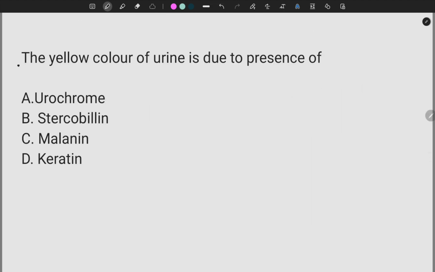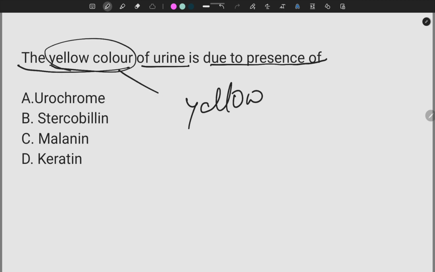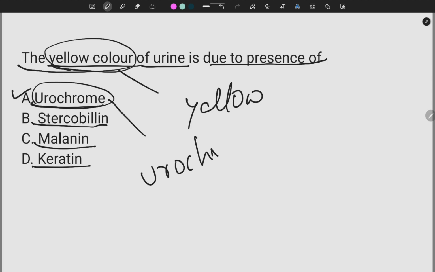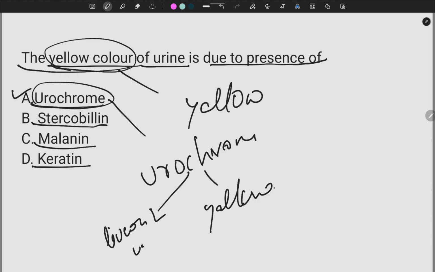So the last question is, the yellow color of urine is due to the presence of. In the urine we can observe that urine has some yellow color. So what is the reason for the yellow color of the urine? Options are urochrome, stercobilin, melanin and keratin. So what is the right answer? Option A, urochrome. So due to the presence of urochrome, the urine has the yellow color. Which is coming from the liver, urobilinogen. So due to the presence of urochrome, the urine is yellow.